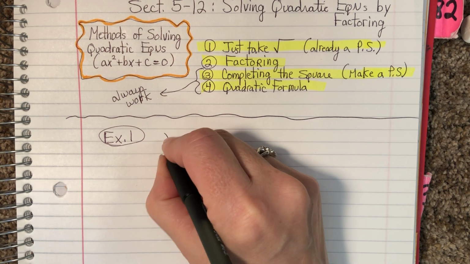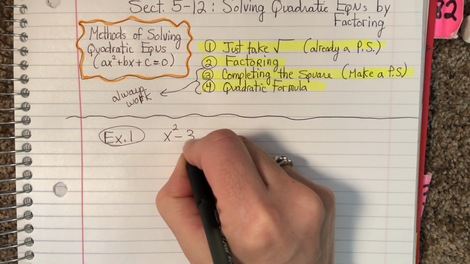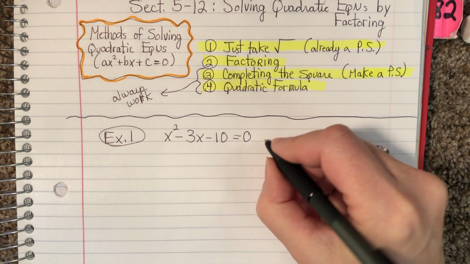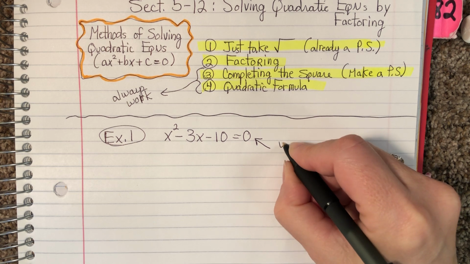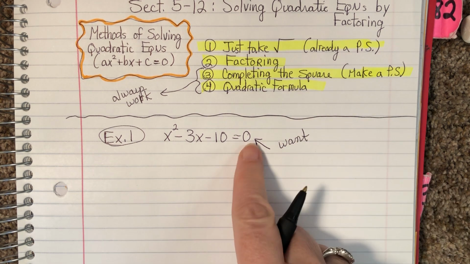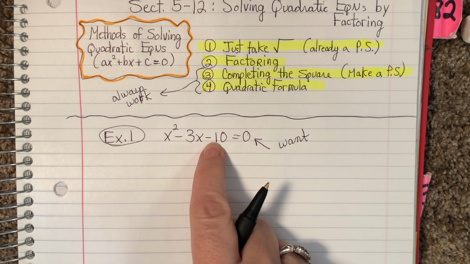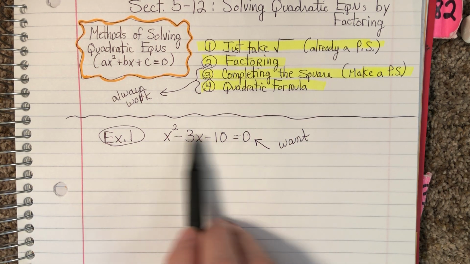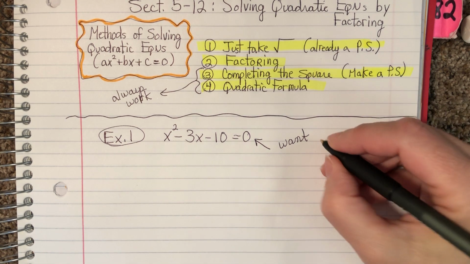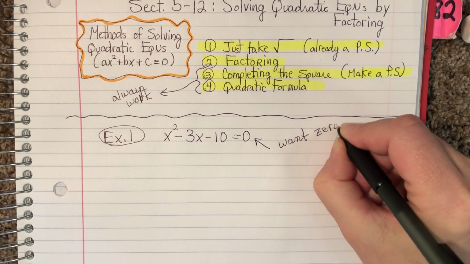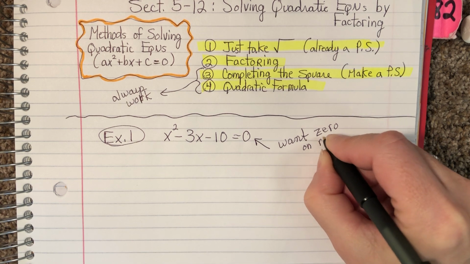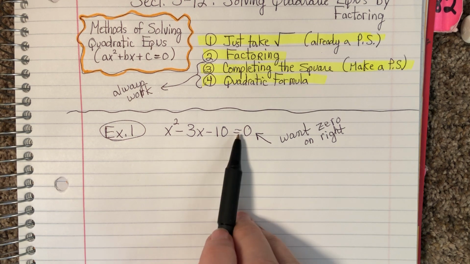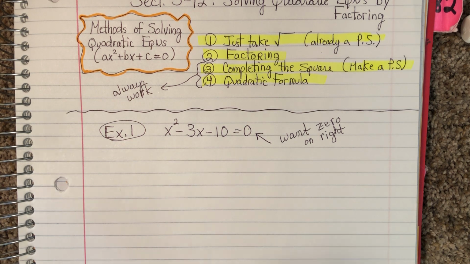So we'll start with a pretty straightforward one. Minus 10 equals 0. Now, you want it to equal 0. This is different from completing the square, right? Because when you complete the square, you want to put this number on the right side. But when you factor, you want to have all your terms on the left and then equal 0 on the right. So make sure if it's not set up that way in the initial problem that you move everything to the left and have this be 0. All right, then you're going to factor it.